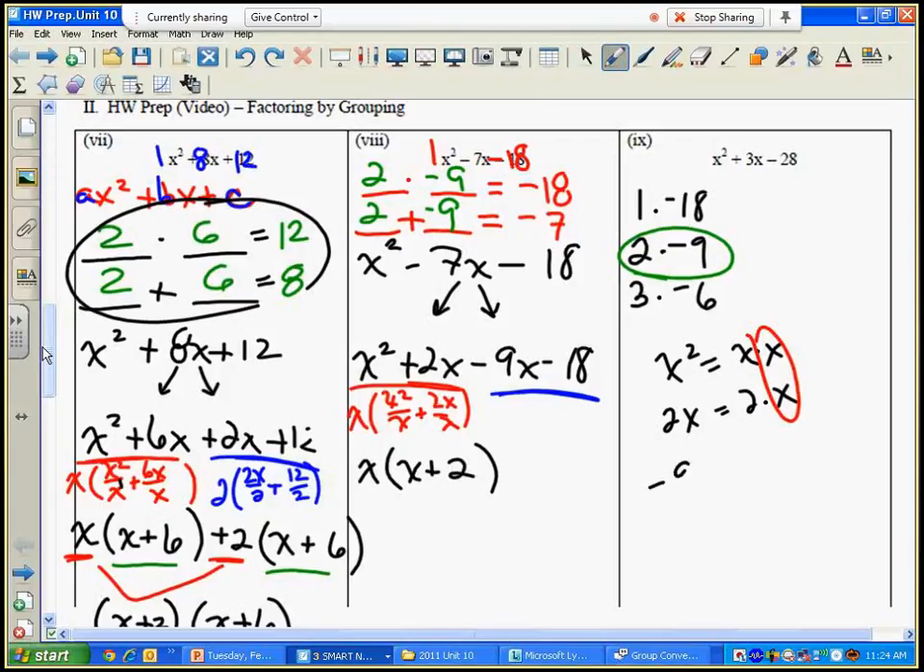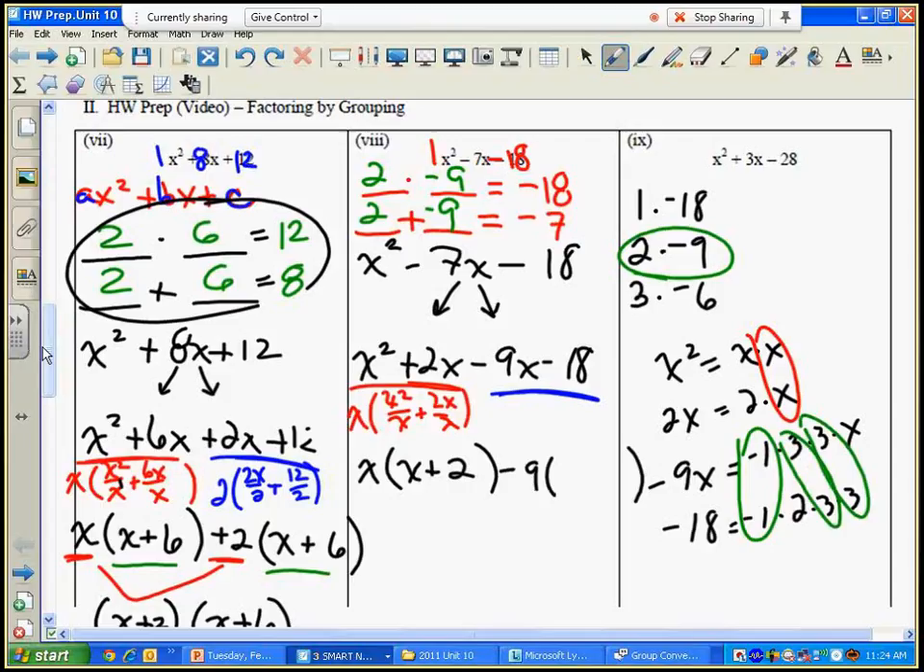Okay, let's look at the second group. Negative 9x and negative 18. So I get a negative 1 on both of those to start off with. 9 is 3 times 3 with an x. 18 is 2 times 3 times 3. Let's see what they share. They share a negative 1. They share 2 3's. Therefore, I'm going to take out a negative 9. All right, so minus 9 times something.